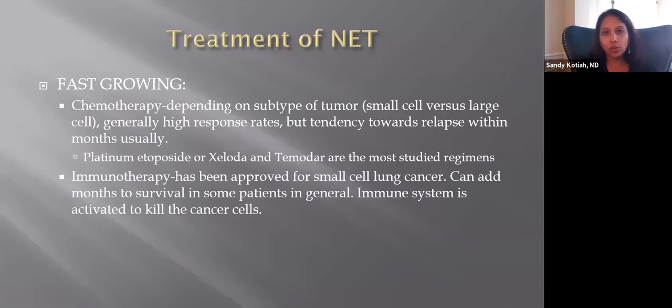So for fast-growing neuroendocrine tumors, usually we rely on chemotherapy, and there are 2 chemotherapy regimens that we've used the most, zolbetuximab and platinum etoposide. We have used immunotherapy recently because it was approved for small cell lung cancer, and we're still studying that in more detail to see where it works best for patients. It's sort of a different type of treatment pattern versus slow-growing tumors.